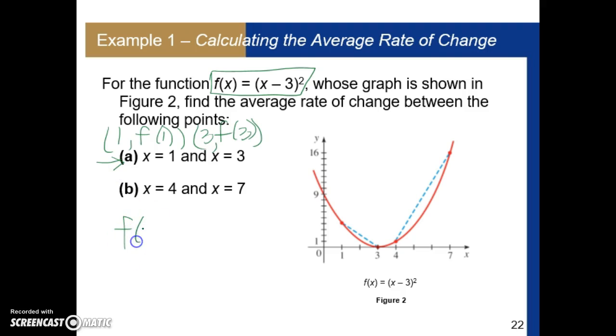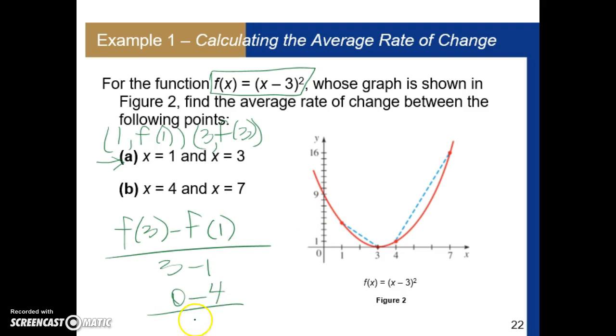So we need f of 3 minus f of 1 over 3 minus 1. F of 3 we can see from the graph, or we could find it analytically. F of 3 is 0. F of 1 appears to be 4, and then the difference, 3 minus 1, is 2. So this average rate of change is the slope of this negatively sloped line, so we shouldn't be surprised that we get a negative value.